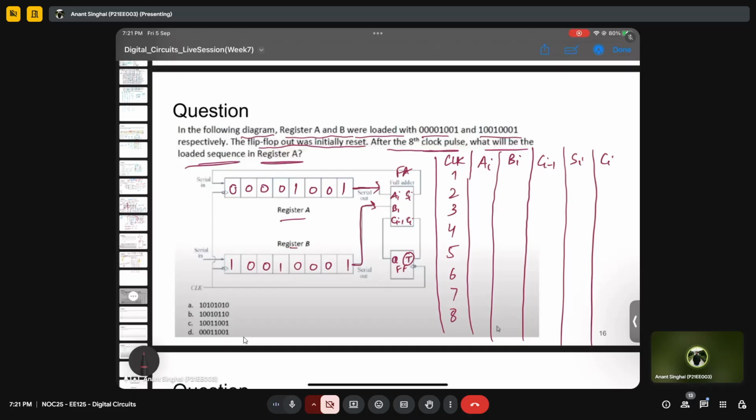So AI is getting in first. 1 1 is getting in first, then 0 0, then 0 0, then 1 0, then 0 1, 0 0, 0 0, and last is 0 1. So this is the question, and it is asking what is the output, or what is loaded in register A after 8 clock pulses. Is the question clear to everyone?